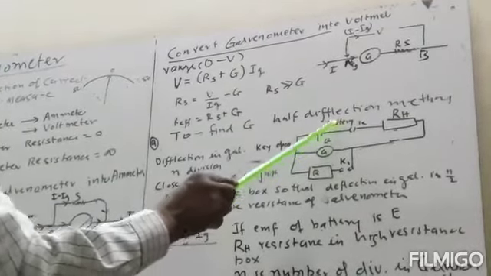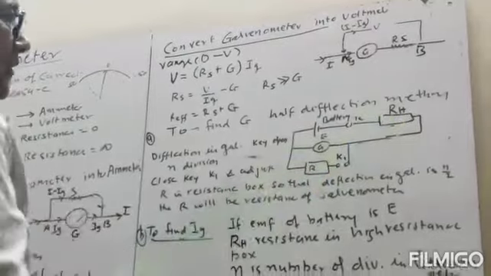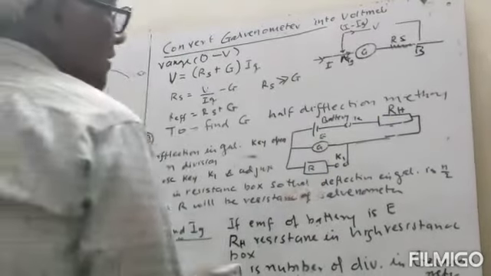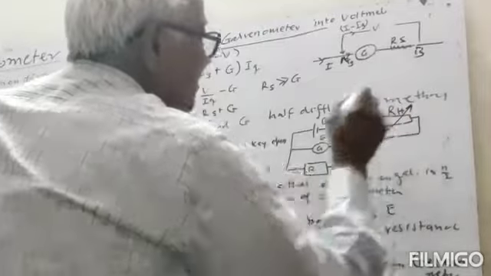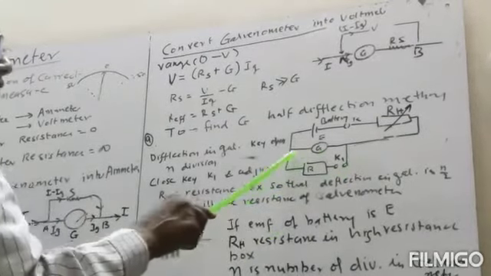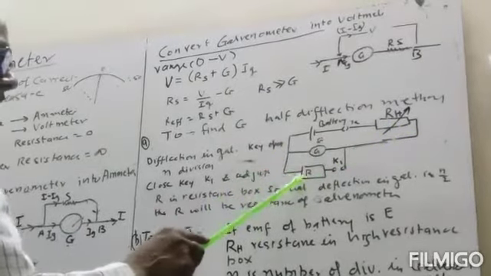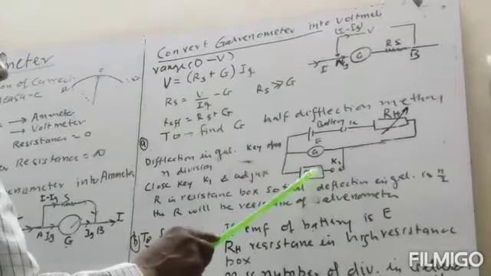The EMF of the battery is capital E, then a key, then a high resistance box whose value we can change, and we connect the galvanometer in series. So the circuit is completed, and we have a resistance box here.